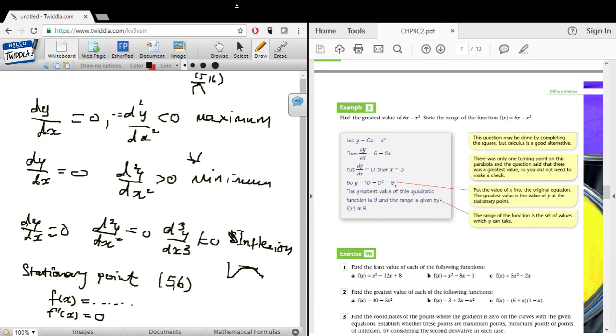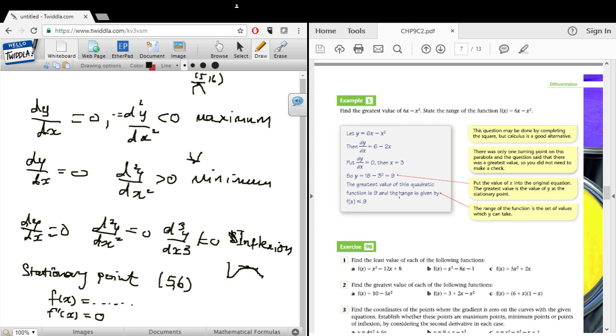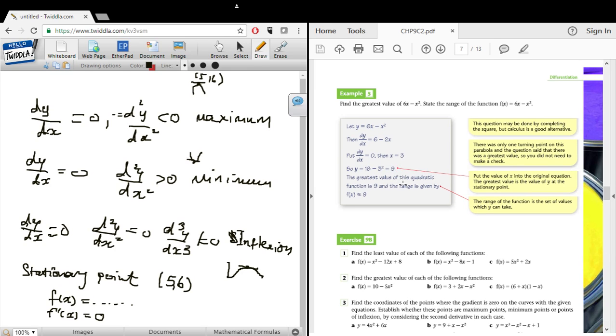So that means that if we differentiate this again, we will have minus 2. So d squared y over dx squared is going to be minus 2, which is less than 0, which means it's a maximum. So that verifies the fact that it is the greatest value. And we can also appreciate that it will be at the point 3, 9. So x is equal to 3 and y is equal to 9.